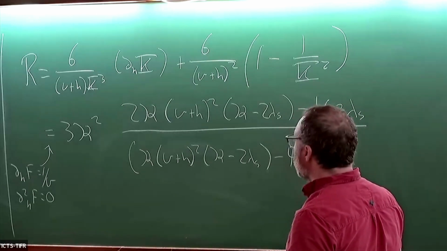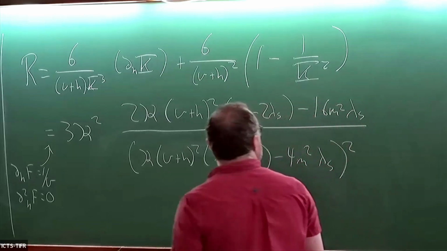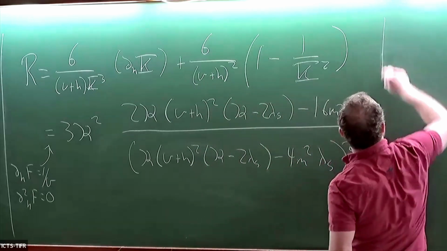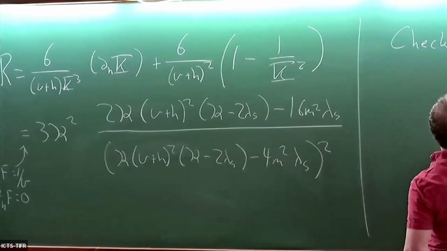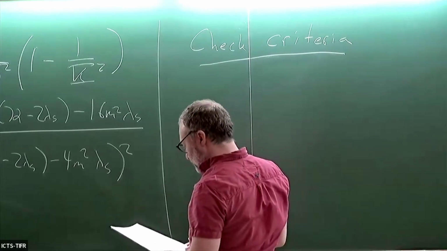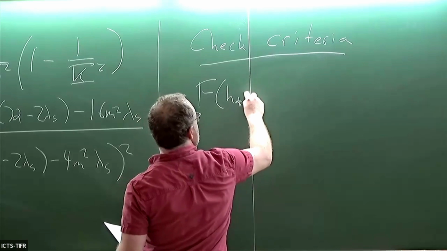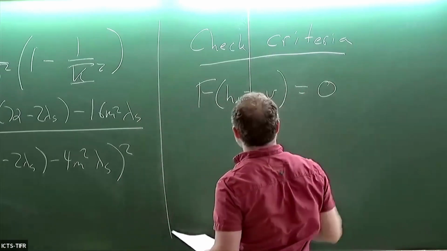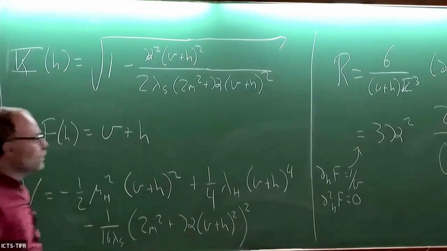So now we have an expression for the Ricci scalar in this theory. So let's check all the criteria. So f of h star equals minus v equals 0. Does that exist? Well, pretty obvious that that exists, right? So we're good.